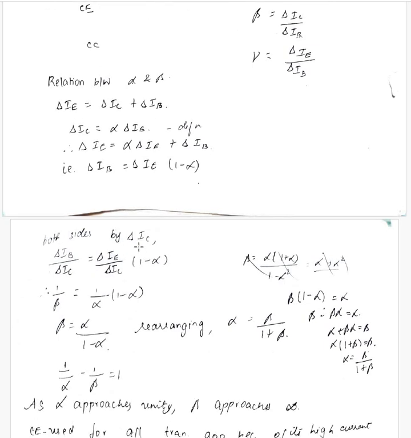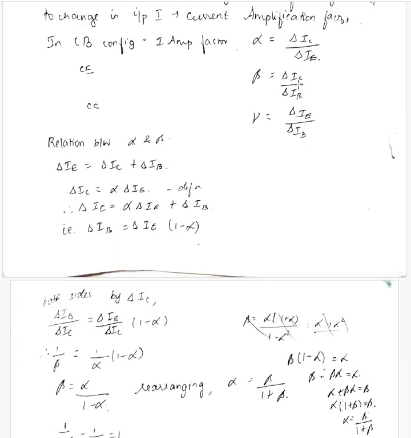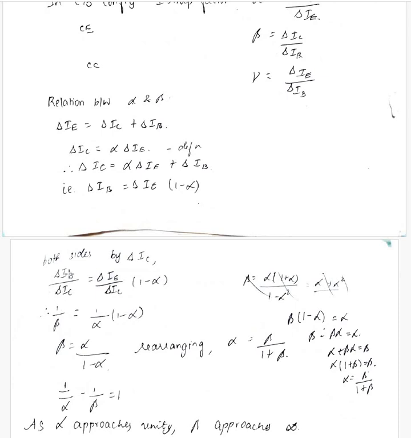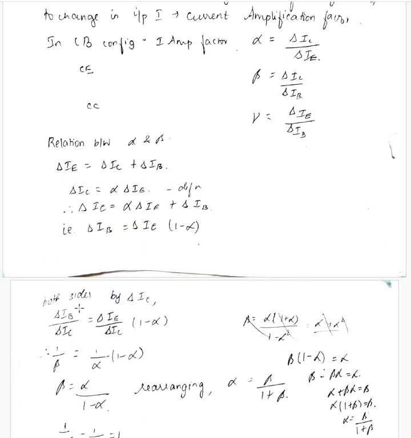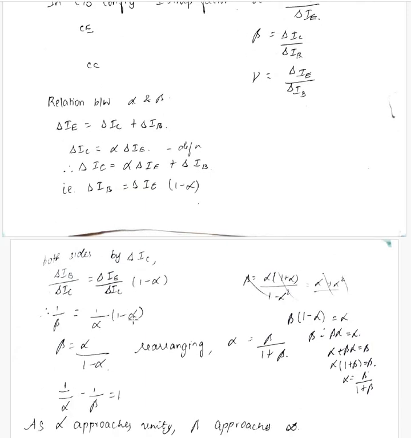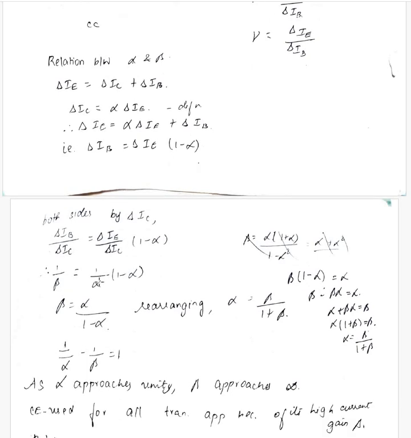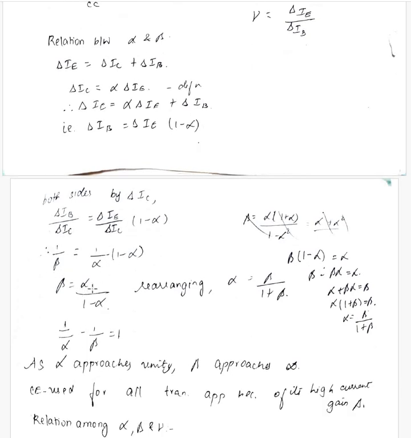So divide both sides by del IC. Del IB by del IC equal to del IE by del IC into 1 minus alpha. Del IB by del IC is 1 by beta, as beta is IC by IB. And del IC by del IE is alpha. So here 1 by beta equals 1 minus alpha by alpha. Changing the terms and rearranging, beta equal to alpha by 1 minus alpha.